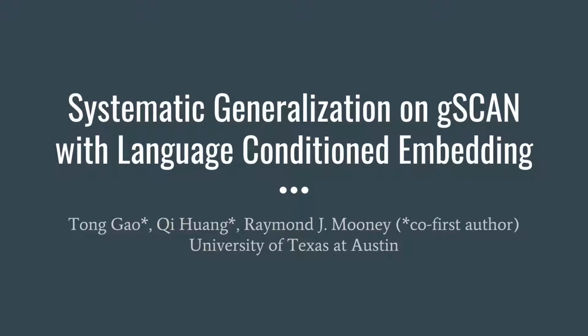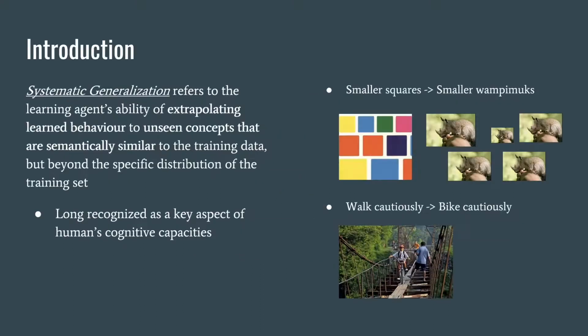Today I'm going to present our work that's been accepted to AACL 2020, Systematic Generalization on gSCAN with Language Conditioned Embedding. As an introduction, the concept of systematic generalization refers to the learning agent's ability of extrapolating learned behavior to unseen concepts that are semantically similar to the training data, but beyond the specific distribution of the training set. This kind of ability has long been recognized as a key aspect of human cognitive capacities.